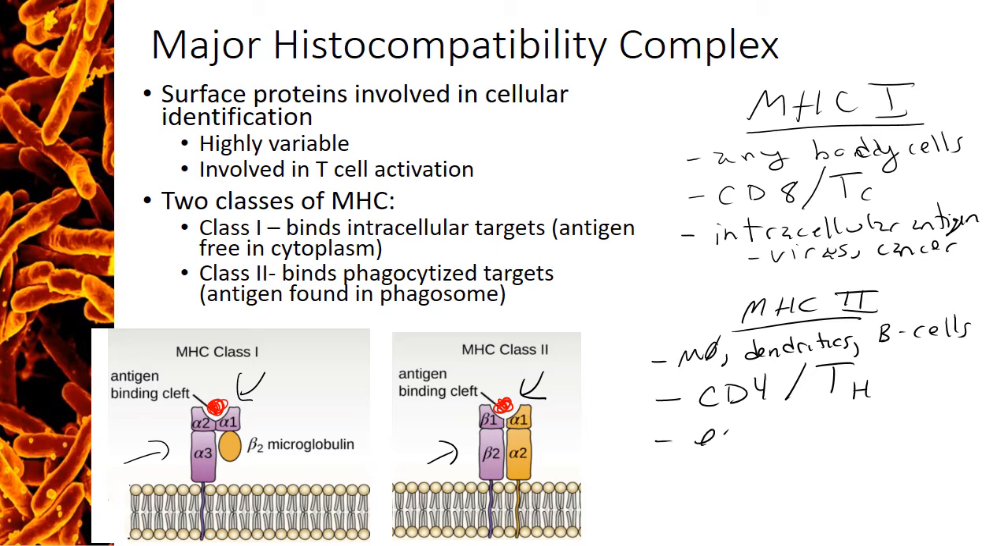MHC2 is used for extracellular antigen. This is antigen that's been phagocytosed. So that's, remember, macrophages and dendritic cells can do phagocytosis. So this extracellular antigen has been brought into the cell, into a phagosome, and is then presented out on the surface. So this is typically used for things that are outside the cells, so bacterial infections or viruses before they've actually gotten inside a cell. We're going to look at how the presentation happens for both of these types.